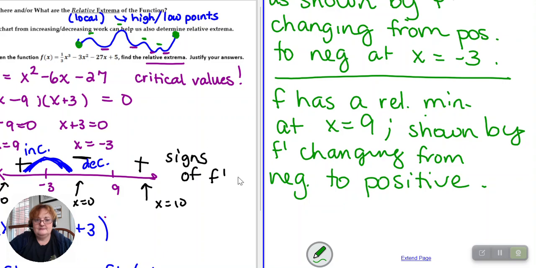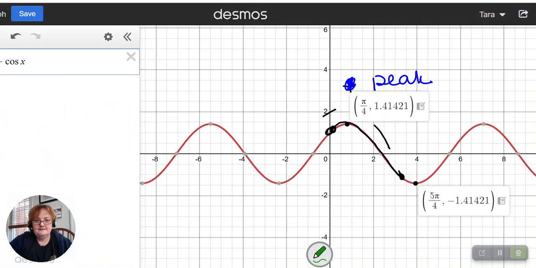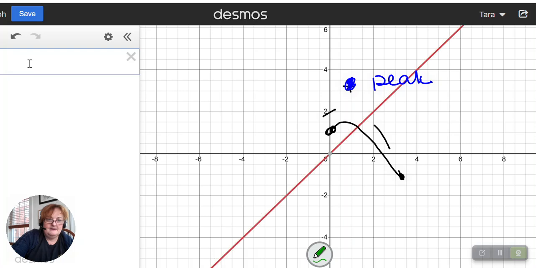And if we wanted to, we could graph this function. Let's see how quickly I can graph it. If I were smart, I would have had it graphed already.